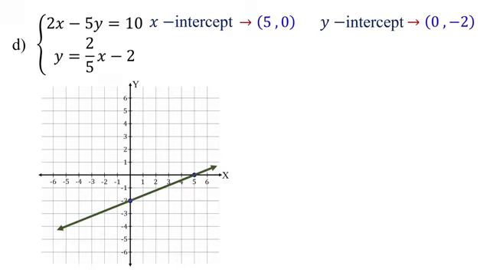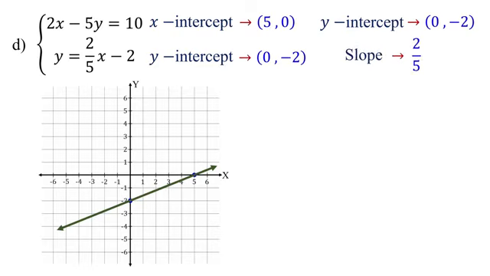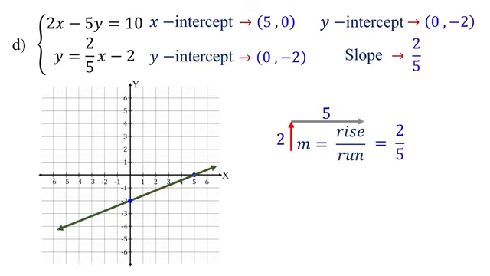Moving on to the second equation, which is in slope-intercept form. The y-intercept is at (0, -2), and the slope is 2/5. Start by plotting the y-intercept. Slope is rise over run, and in this case, it is 2/5, which means the rise is 2 units up, and the run is 5 units to the right. Starting from the y-intercept, move up 2 units, then go to the right 5 units, and plot the second point.